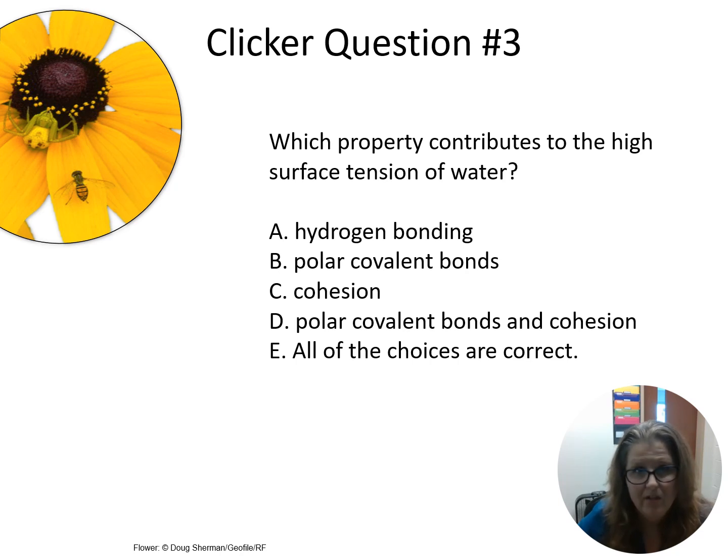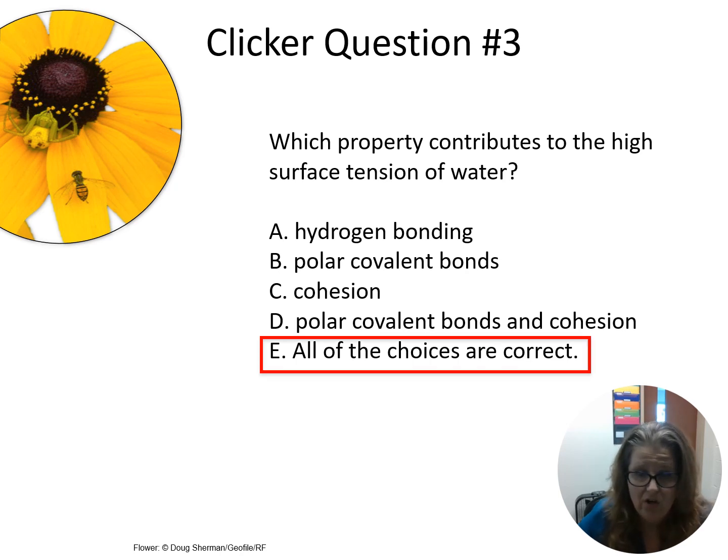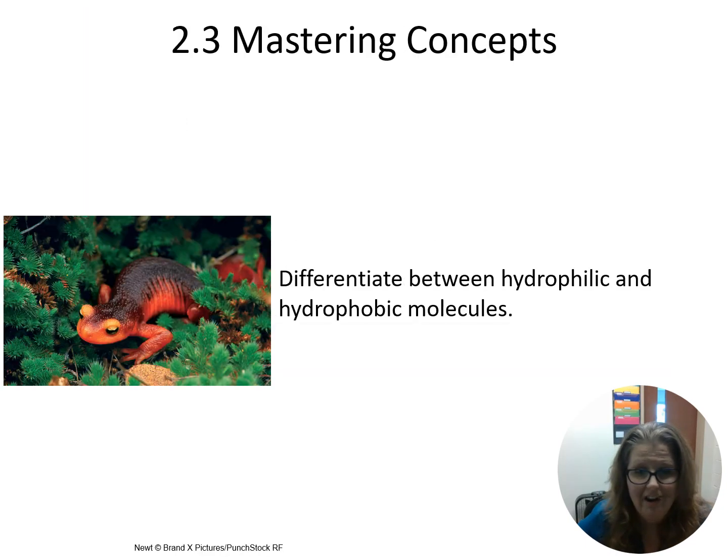All right, I hope you paused it and thought about it, because the answer is all of the choices are correct. Hydrogen bonding between the water molecules is the same as the cohesion. So in water, that's the same thing. And the covalent bonds cause the charges, which allow for the hydrogen bonding. So if these two are the same, then you have to pick those two. Then chances are it's E, all of them are correct.